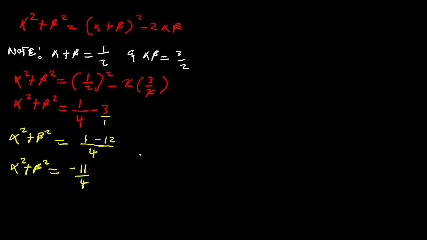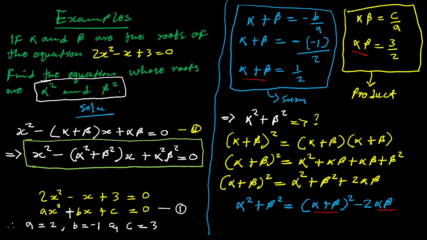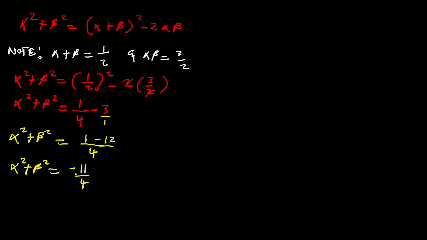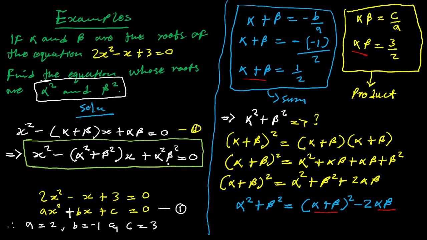Then remember, we had another one, the product. Where is the product? The product is this one here. I first started with this one, which is the sum, alpha squared plus beta squared. It is the one which I have found here to be negative 11 over 4. But I also have another duty to look for alpha squared beta squared, which is called the product.